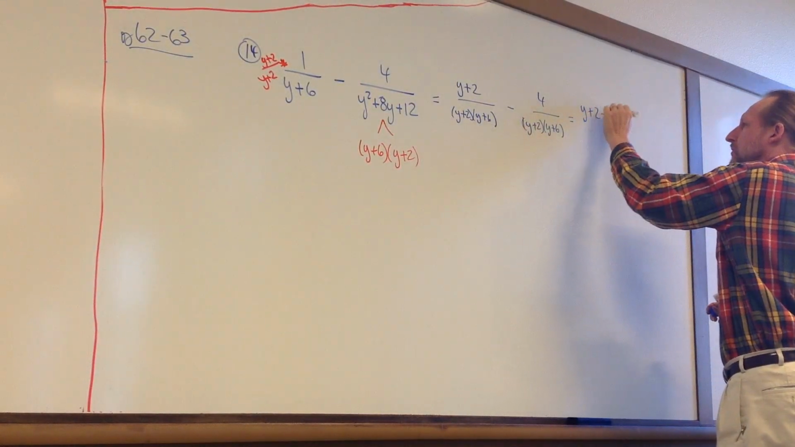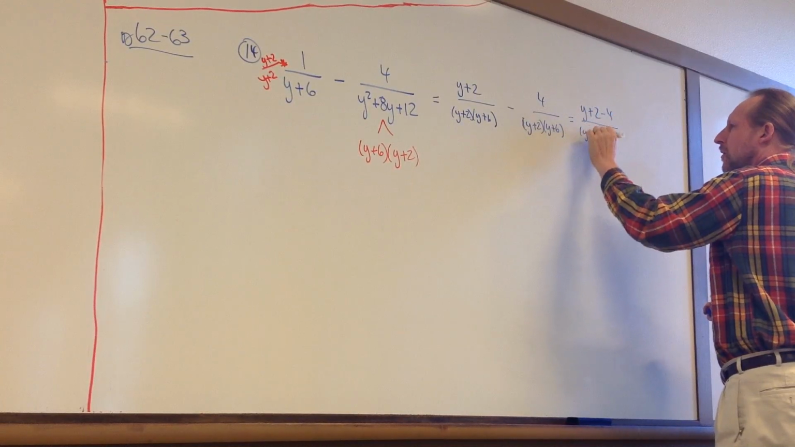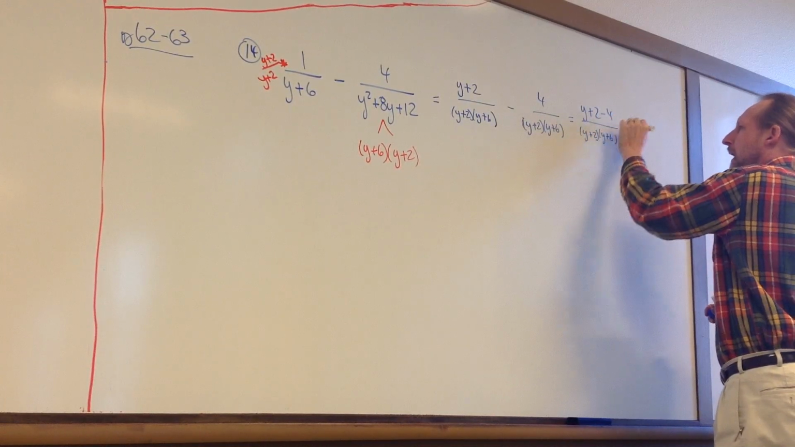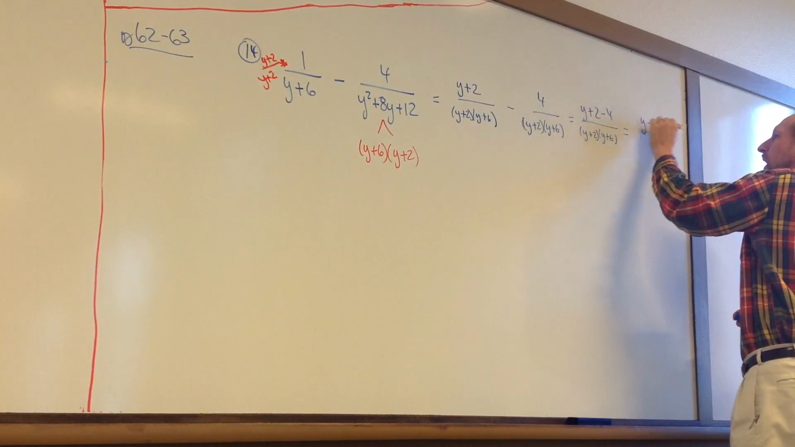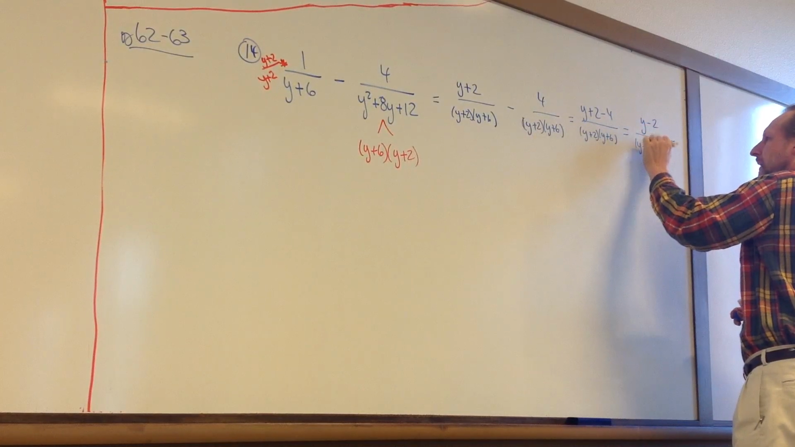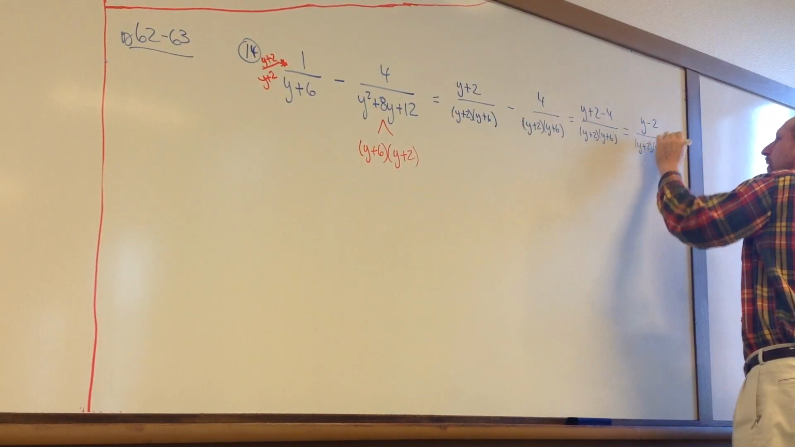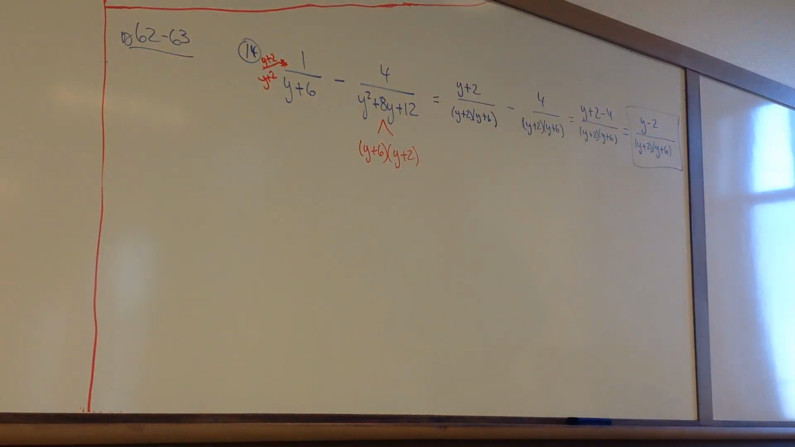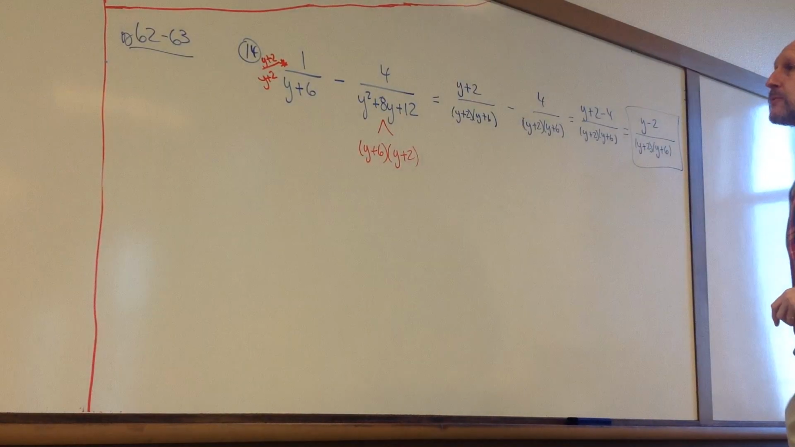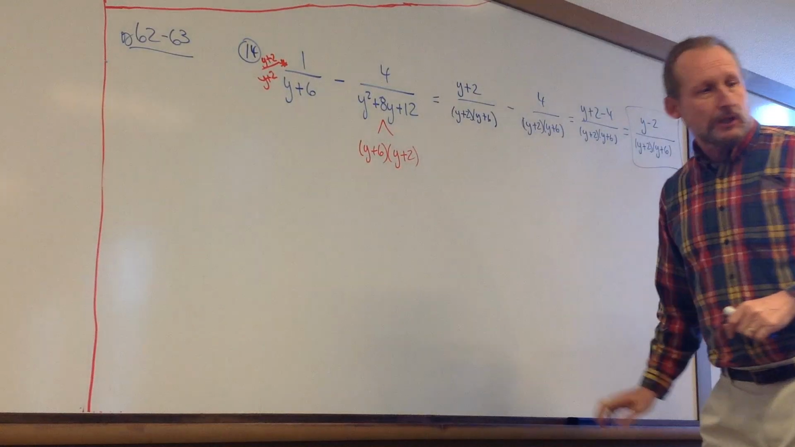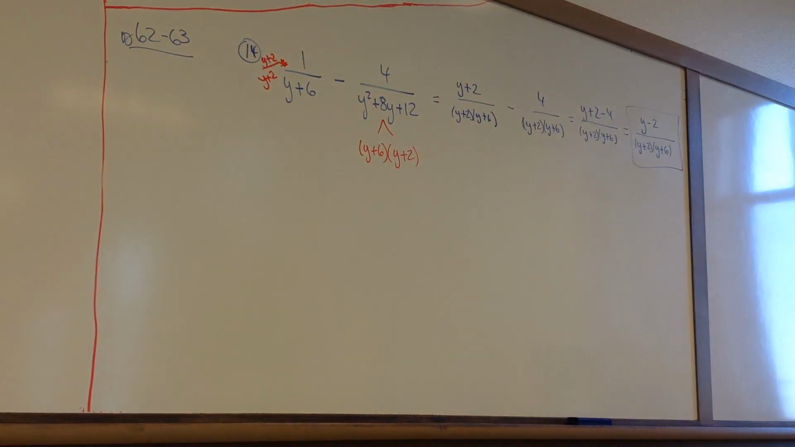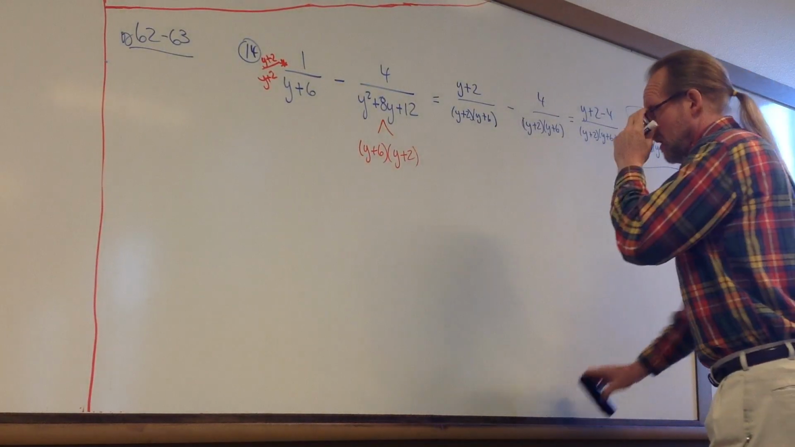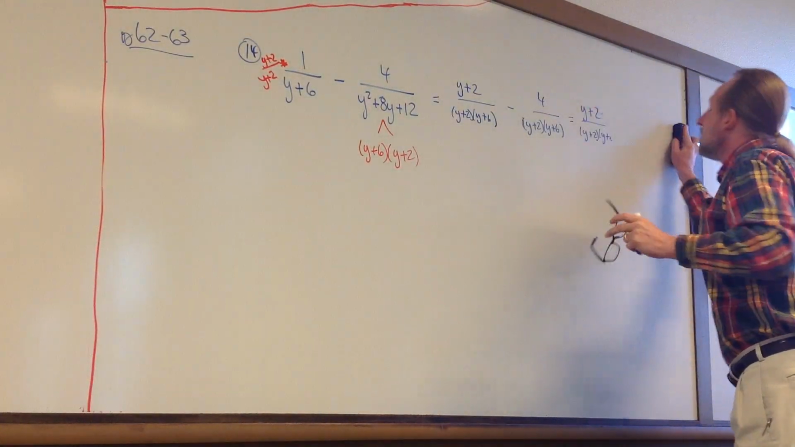It's just y plus 2 minus 4. And so in the end, we end up with y minus 2 on top, and then y plus 2 times y plus 6 on the bottom. And that is lowest terms. We can't do anything to reduce that, so that is the answer in lowest terms. Okay, let's look at a couple more examples here. Let's go over to page 63, and we'll look at problem 18.